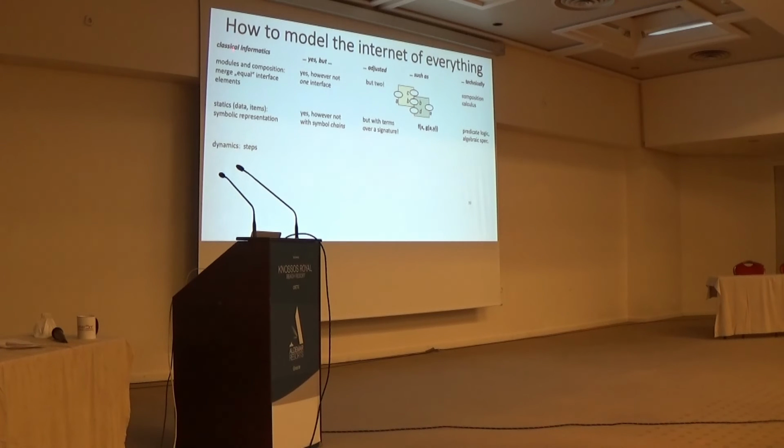Dynamics, classical informatics says it's steps, and we say, yes, of course it is steps, but not global steps. Global steps make no sense. Instead, make local steps, and well, it's of course Petri nets. Petri nets are the theory of local states and steps. So whenever you try to invent a new theory about locality and say the effect is always locally confined, then you inevitably come up with Petri nets.